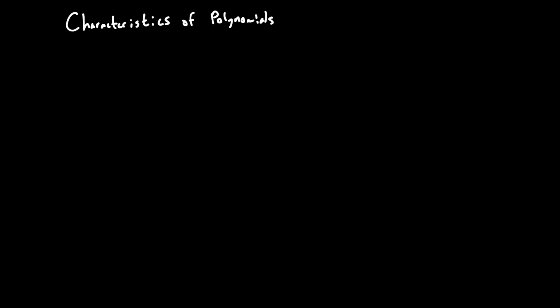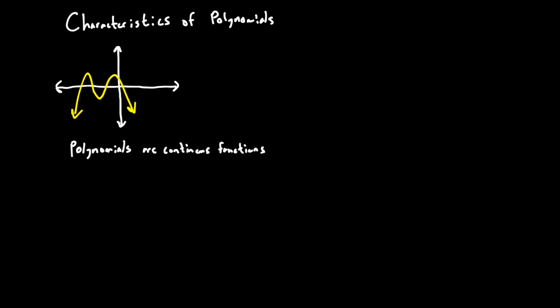A nice property about the graphs of polynomials is that they contain no holes or jumps, meaning that you can draw the graphs of a polynomial without ever lifting your pencil from the paper. We call this type of characteristic continuous, so polynomials are continuous functions. An example of a function that is not continuous would be a piecewise function.